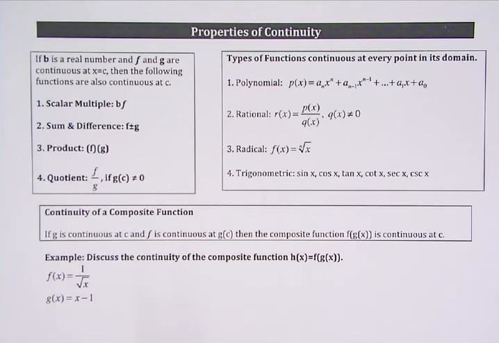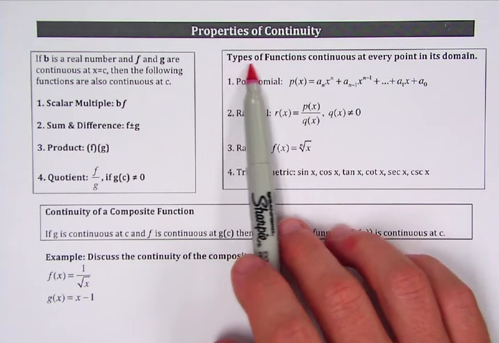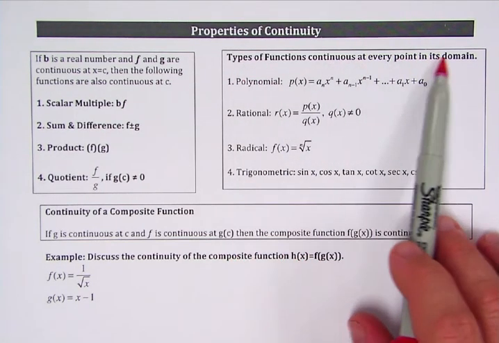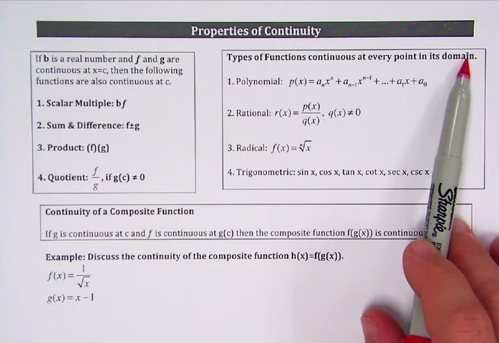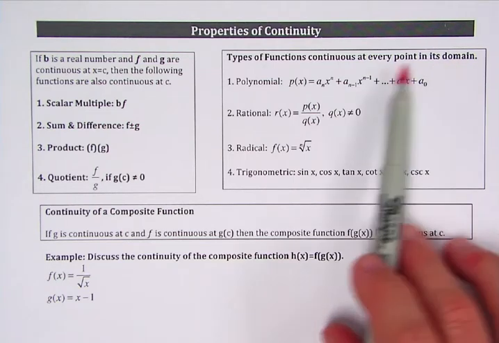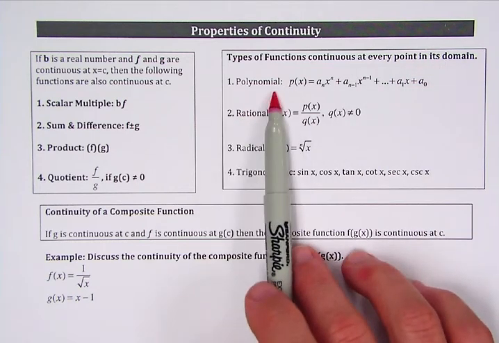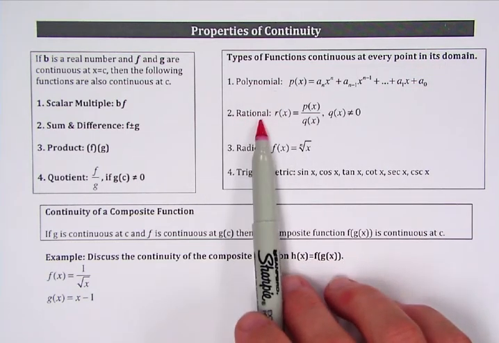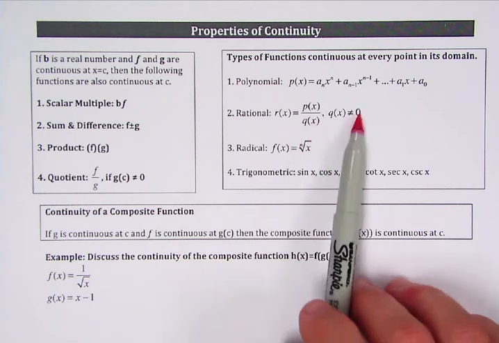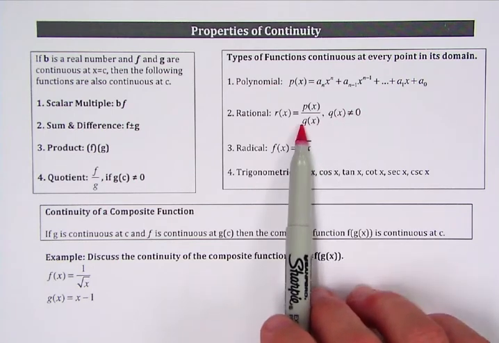Okay, then this wouldn't work. Okay, so some types of functions are continuous at every point in their domain. So these are not functions that are always continuous, but they're continuous in whatever is in the domain. And so that's going to be polynomial functions, rational functions. So notice where q of x doesn't equal 0, because that wouldn't be in the domain.